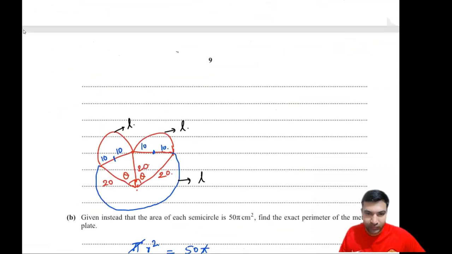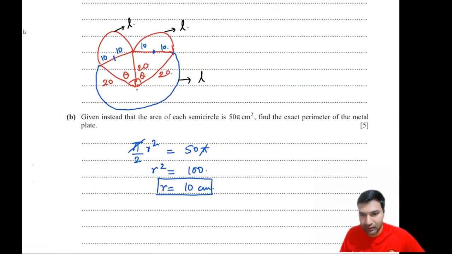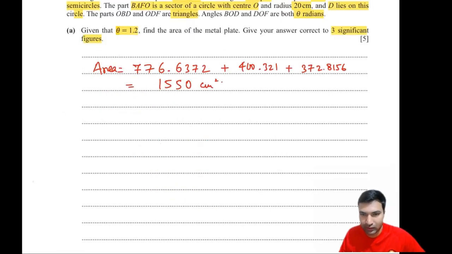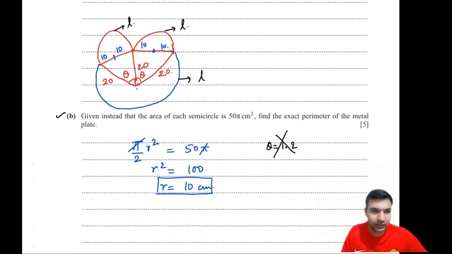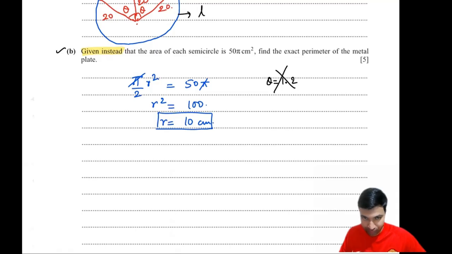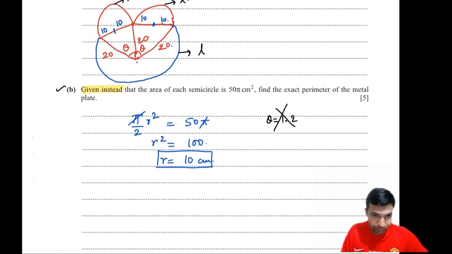So now, what is the angle? Don't assume that theta is still 1.2. If you assume this, it will be wrong. Because the question says over here, given instead that the area of each semicircle is this, right? So I need to find theta, which is not given. In the previous case, it is given. So whenever the question says given that, for this particular value you need to find theta. So this is a catch over here. Let me highlight this. Whenever given is mentioned, you have to find the new theta corresponding to r equal to 10 centimeters. All right. So let's see how we do that.